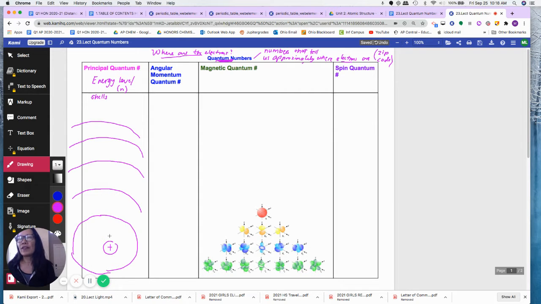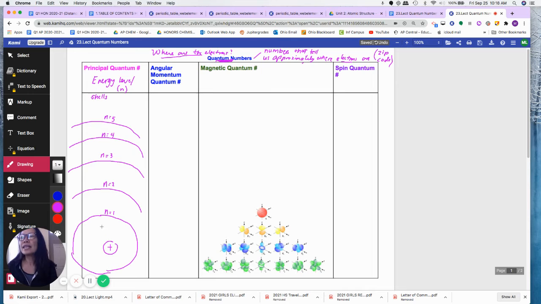Okay, so if I say that it's in the first energy level, then n is equal to 1. If I say that the electron is in the second energy level, n equals 2, that means it's a little bit farther away from the nucleus, and so on and so forth. Pretty simple to understand.